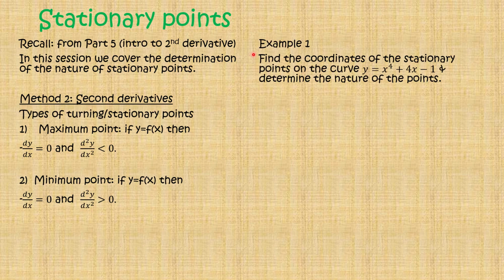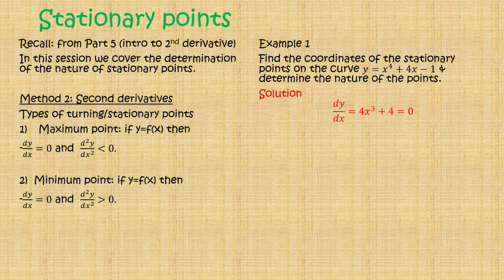Let's take a look at example 1. Find the coordinates of the stationary points on the curve y is equal to x to the power 4 plus 4x minus 1, and determine the nature of the points.